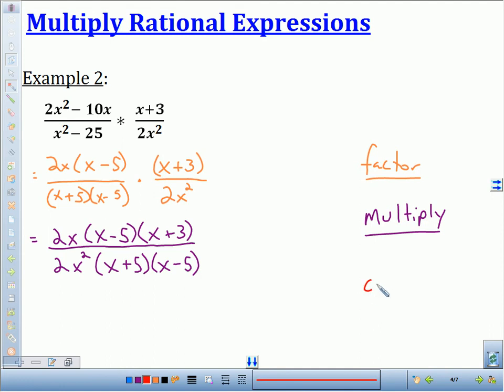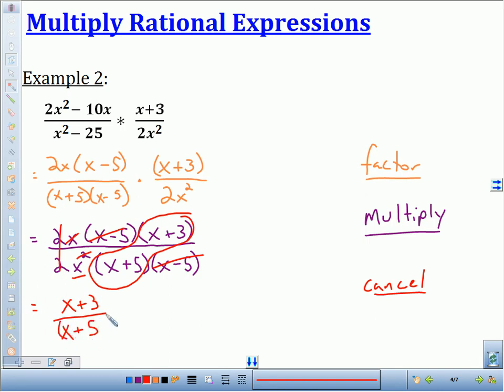And my last step is to cancel. So that's what I'm going to do last. And you can see the 2's cancel out. One of the x's on the bottom, it's x squared, so one of the x's on the bottom and the x on the top cancel out. X minus 5 and x minus 5 cancel out, leaving us with x plus 3 on top and x plus 5 on bottom, but we're multiplying that x plus 5 times x.